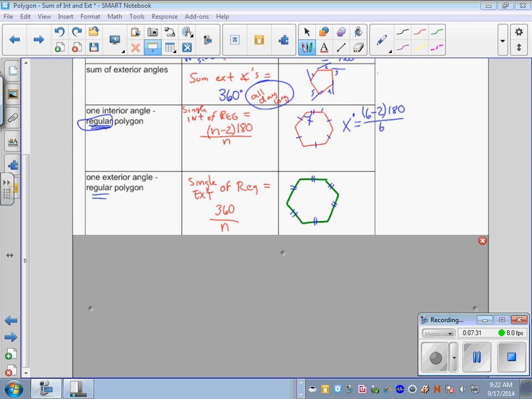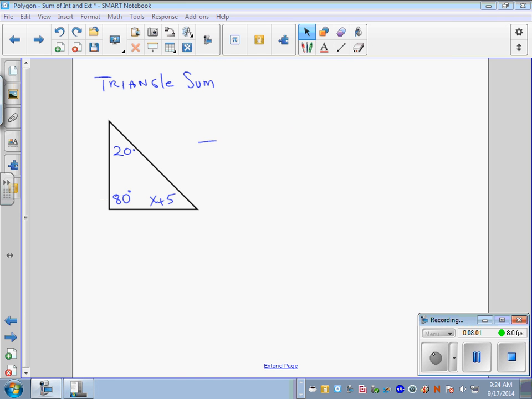Okay, and last up is one exterior angle in the regular polygon. How much is that worth? So basically I would say, hey, in this regular polygon, how much is x? And so we could find that by taking 360 and dividing it by n, which is the number of sides again. And when I say number of sides, I know that same thing means the number of angles. So there's my example. Let's move on.